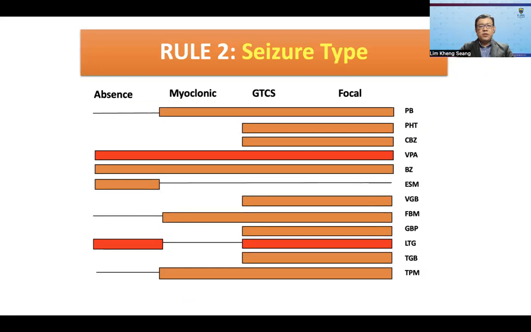Simple rule number 2 is seizure types. As you can see on the right side, for focal seizure, most of the currently available medications can be used for focal onset seizures. However, just bear in mind, sodium valproate or lamotrigine may have less effectiveness in focal seizure and require a higher dose.